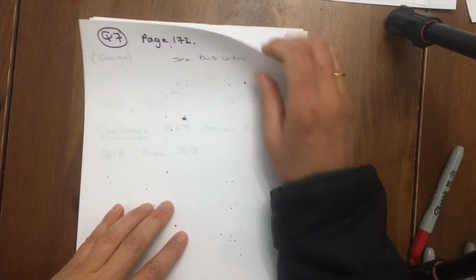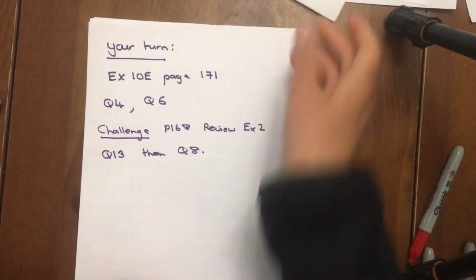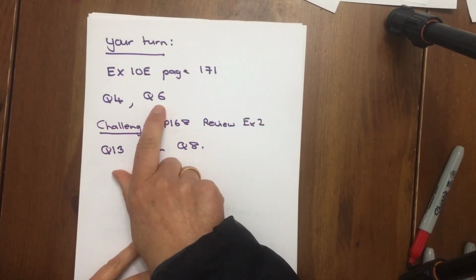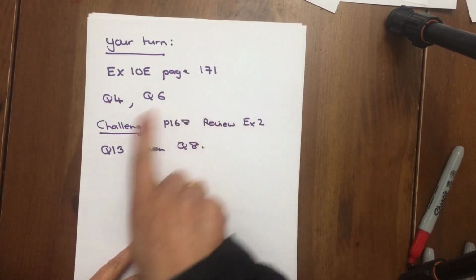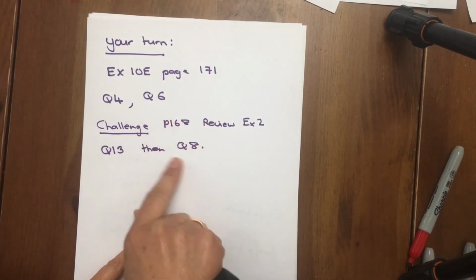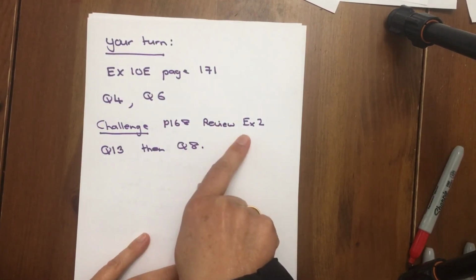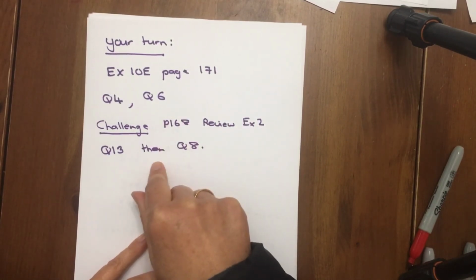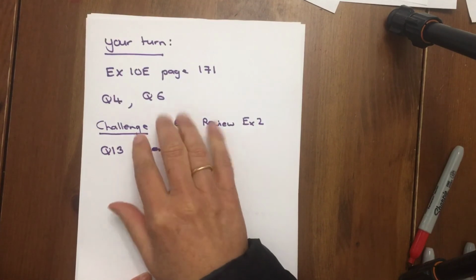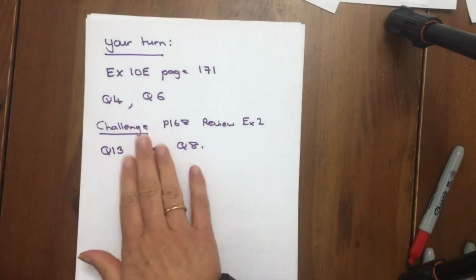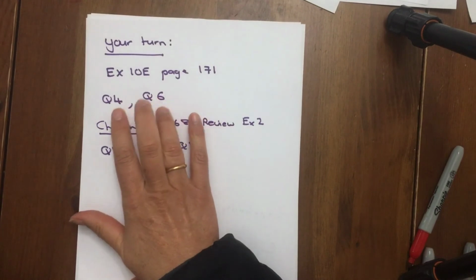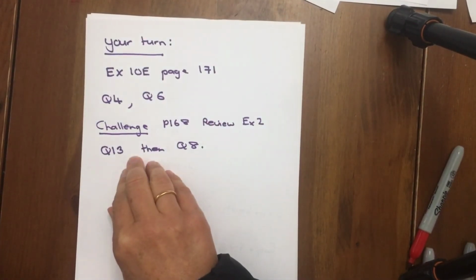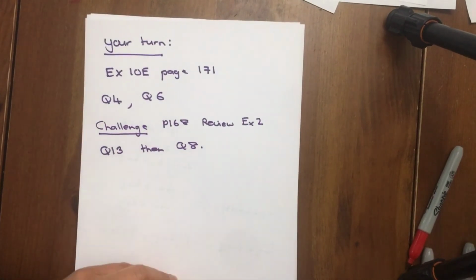And then I would like you to have a go at question 4 and question 6 on page 171. And then there's a couple of challenge questions from the review exercise 2 on page 168. A lot harder. So if you're finding these too difficult, don't go on to here. However, if you find question 4 and question 6 fairly straightforward after listening to this video, then have a go at the challenge questions.